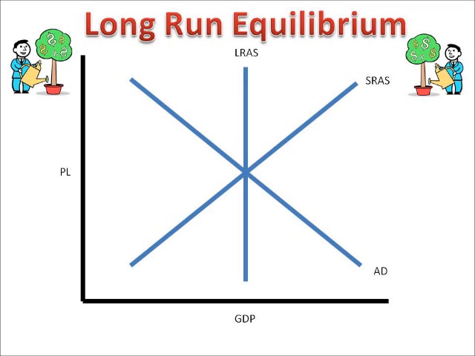Finishing up our base graph, we incorporate two boys planting money trees and our long-run aggregate supply curve. Notice it's a vertical line because it isn't influenced by the price level, such as the SRAS. It's more long-term.